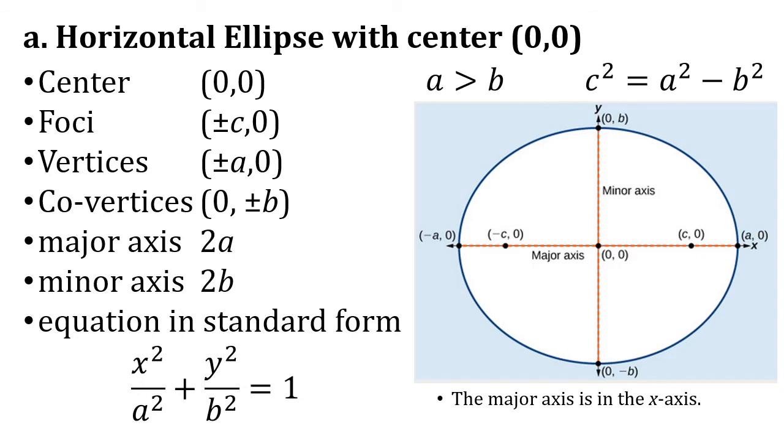Take note that the major axis is in the x-axis and the minor axis is in the y-axis because the center is at 0, 0 or in the origin. Okay, so if you want to pause this video, pause it and then look at the figure. Look at the coordinates of the center, foci, vertices, and co-vertices, and the length of the major and minor axis. Okay. So now let's proceed to the next one.